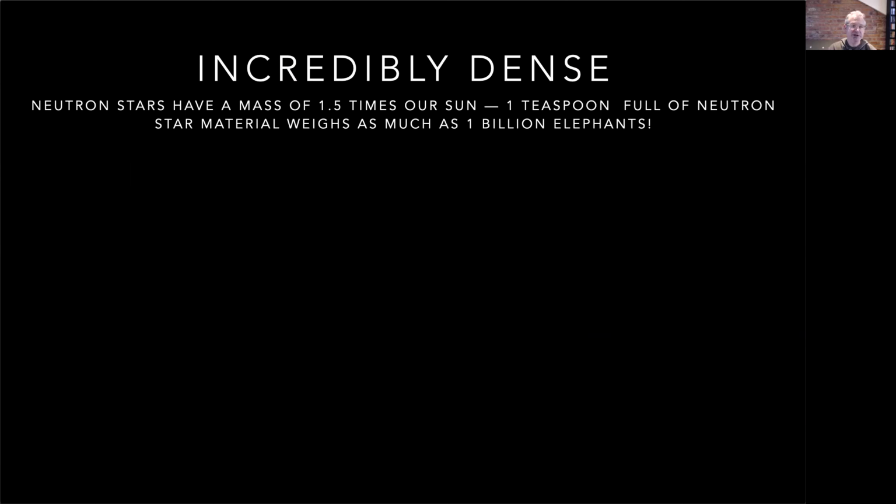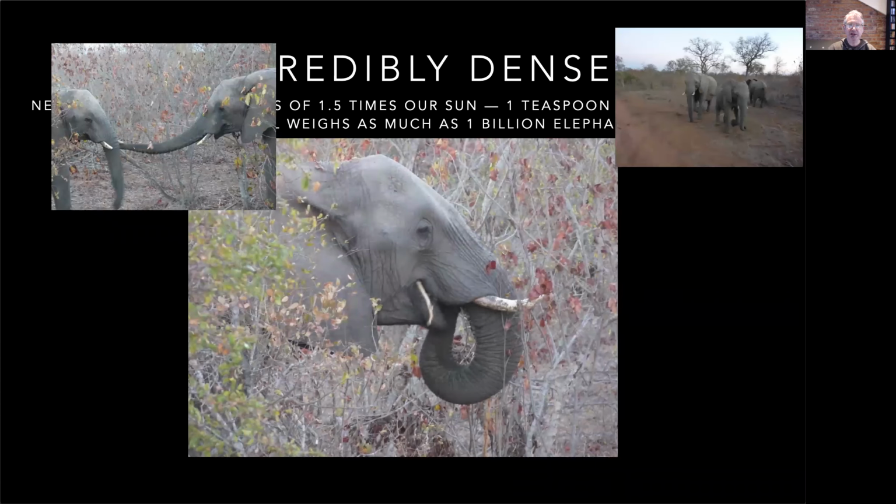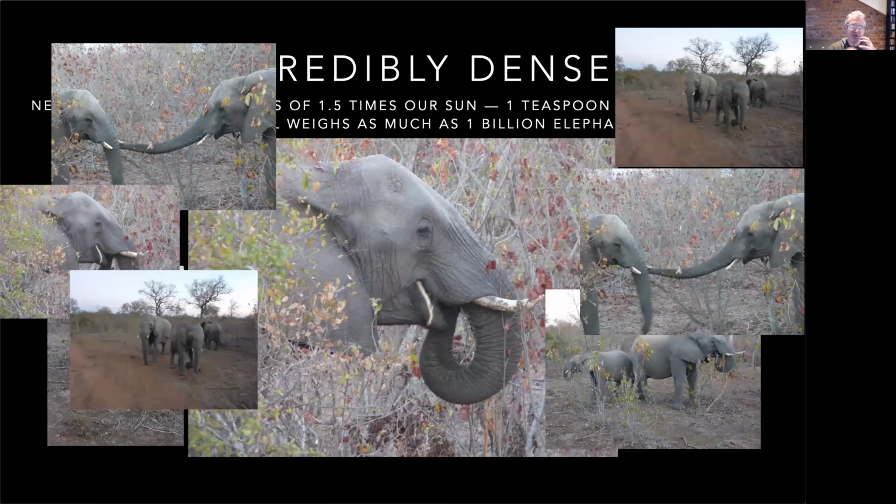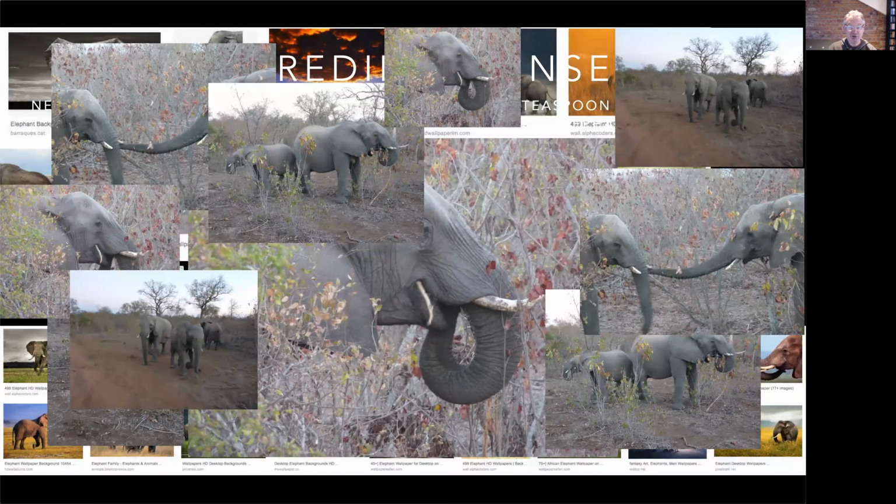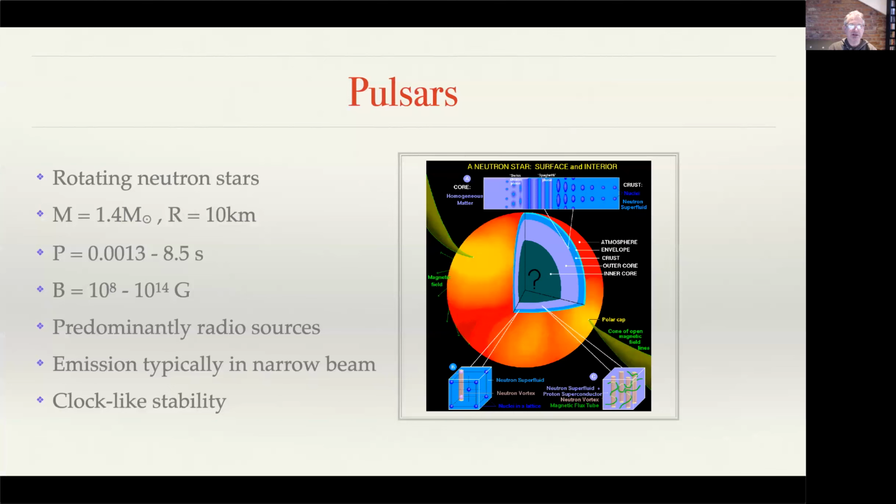So I mentioned this 1.4 solar masses squeezed into a radius of around 10 or 20 kilometers. And what that means is that if you could somehow get hold of a teaspoonful of neutron star material, it would weigh as much as 1 billion elephants. Okay, so the density of this material, this neutron star, is incredible, and is something that just cannot be recreated here on Earth.